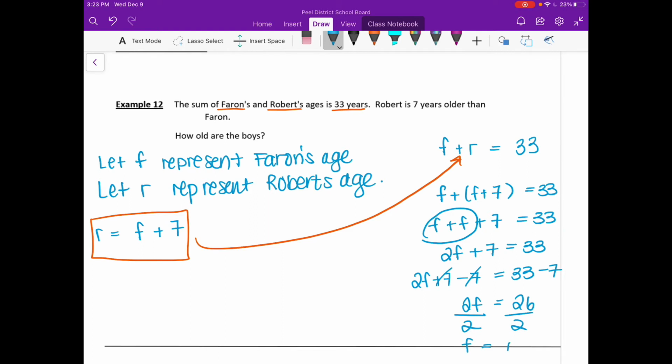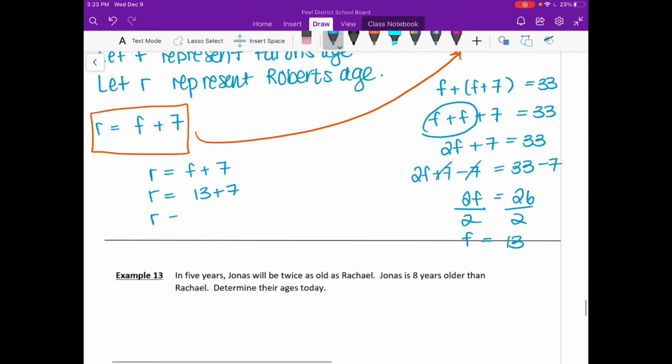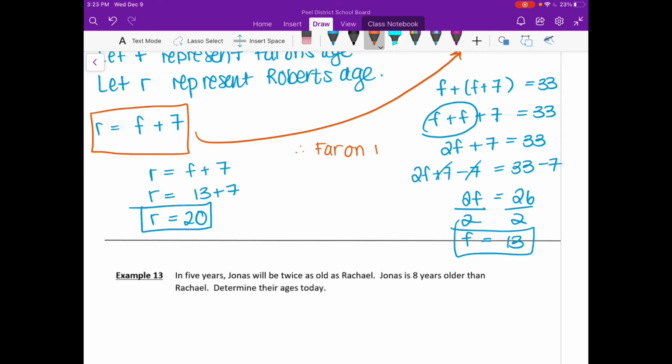Farron is 13. That means R, F plus 7. R is equal to 13 plus 7. So you have 13 plus 7. So R is equal to 20. That means that Farron is 13 and Robert is 20. Therefore, Farron is 13 and Robert, oh my goodness, I can't write today. Robert is 20.